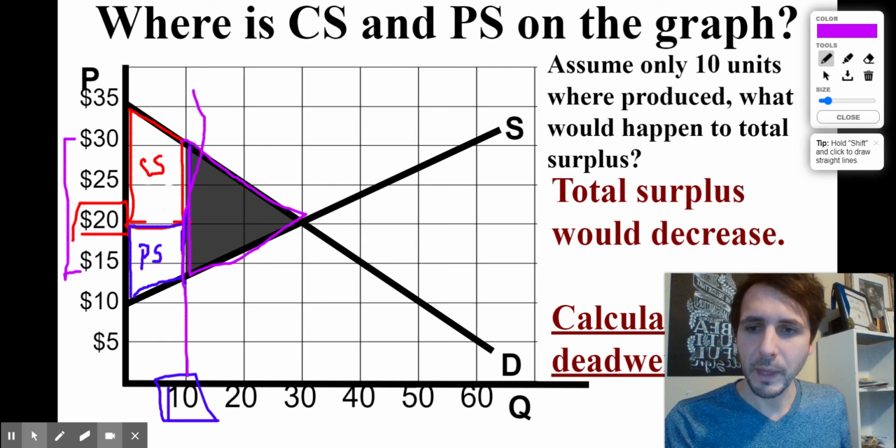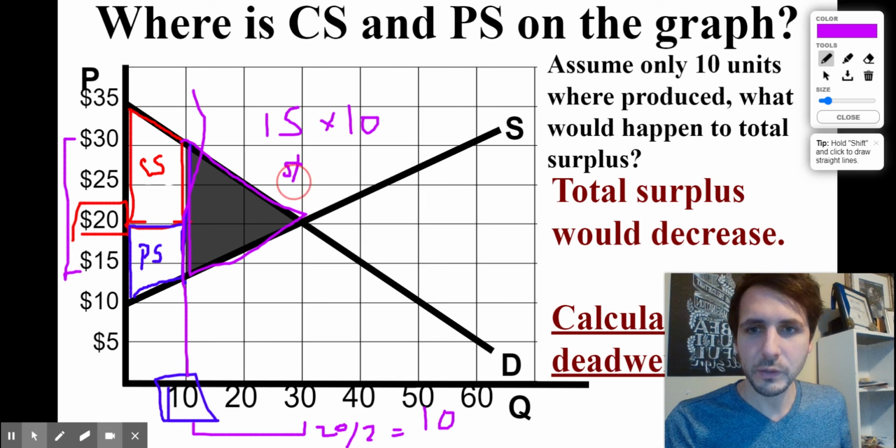And we have a height, and that height is 10 to 30. So that's going to be 15 times 10 to 30 is 20. 20 divided by 2 is 10, 1/2 base times height, right? So 15 times 10 will give me a dead weight loss of 150.